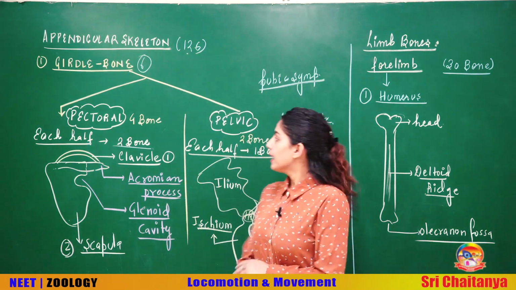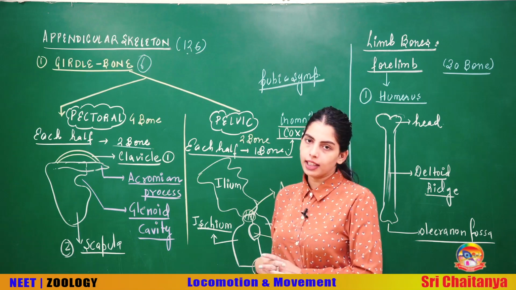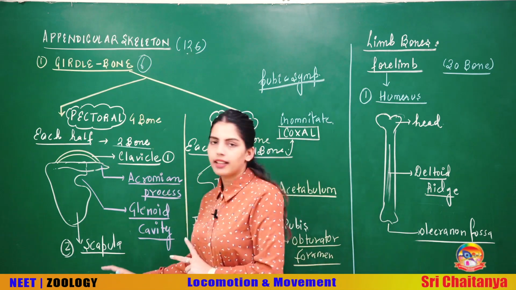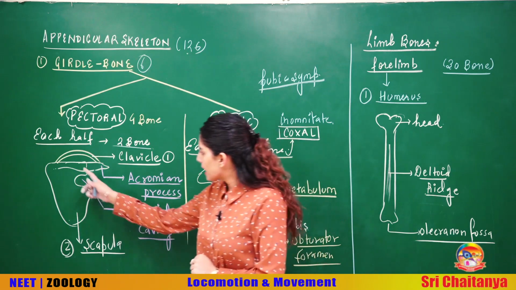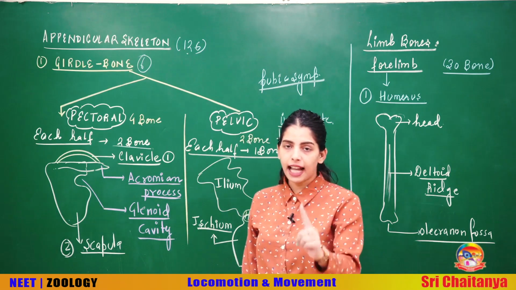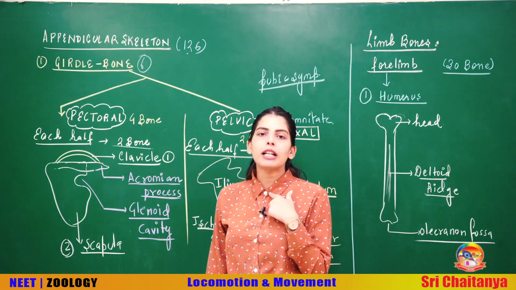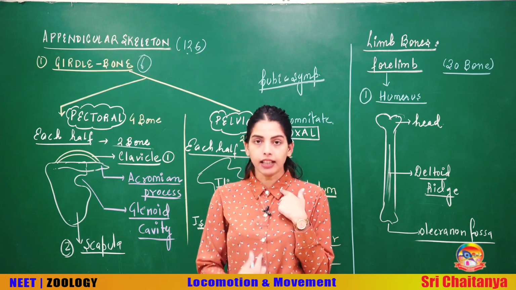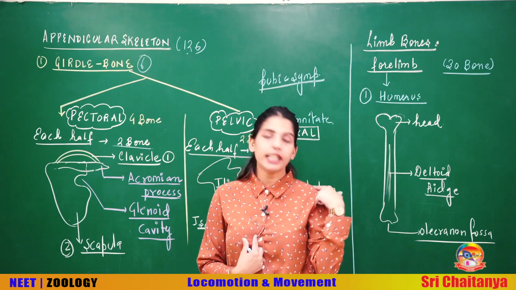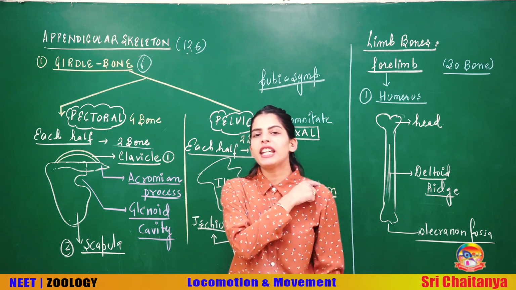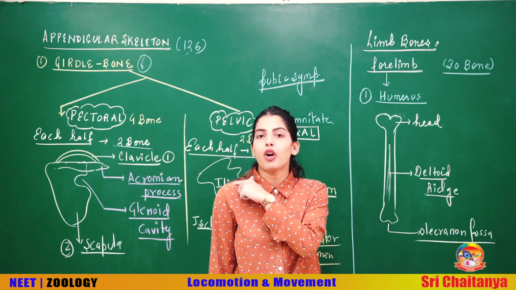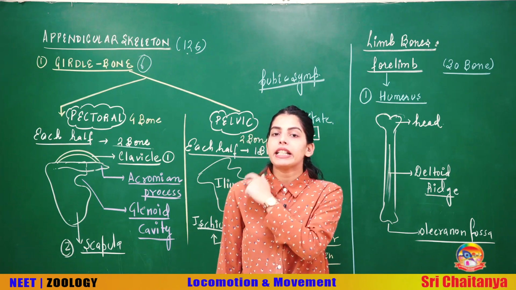Now let us see how each half of the pectoral girdle looks like. Each half consists of 2 bones, beta. One is clavicle and the other is scapula. Scapula, as you can see, this is the scapula, which is a triangular structure, whereas clavicle is the collarbone. This collarbone is attached here with the sternum. The clavicle on this side is attached with the sternum, but here on the shoulder, you always feel this elevated part, right? This is the joint of the clavicle with the scapula.